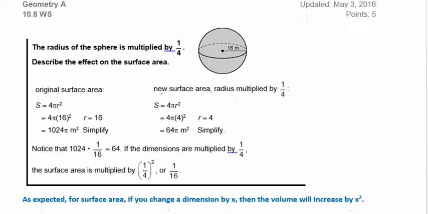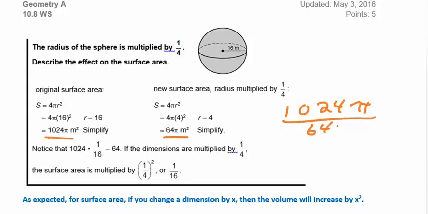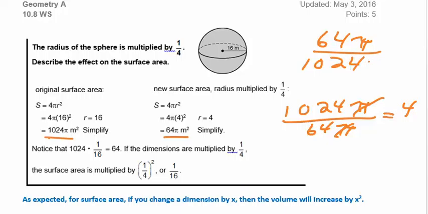And for surface area, here's an example. The original surface area was a radius of 16, and they found this. And then they multiplied all the dimensions by 1/4, and they got this. So to find the change, you take your original surface area divided by your new surface area, and you will see that the old one was 4 times as big. I probably should have done it this way: 64 pi over, so the new one divided by the old one. And then this would be, oh, sorry, not 1/4, 1/16.